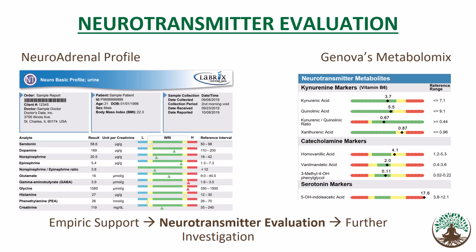Now we will move into neurotransmitter evaluation. Here you'll see two images, one on the right showing the neuroadrenal profile, and one on the left showing Genova's metabolomics, which is an organic acid test. Please note that with the organic acid test image, this is only a snapshot of the specific area that addresses neurotransmitters. Along the several-page report, you'll find other markers that we will discuss here. This is also not the only organic acid test available. A full explication of organic acid testing is outside the scope of this presentation.